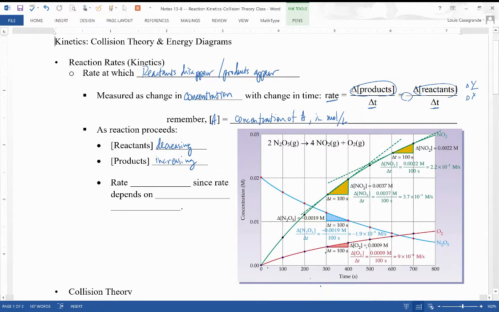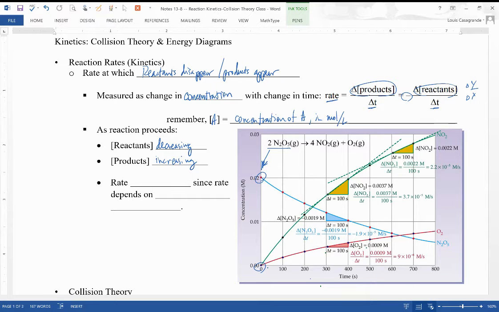In this diagram to the right, I am showing a reaction as we're taking two N2O5 molecules and decomposing them into four NO2s and one oxygen. And we're going to start the reaction with 0.02 molar of the N2O5. Many reactions start with 0 of the products, that's not always going to be the case, and we'll see that in the next unit.